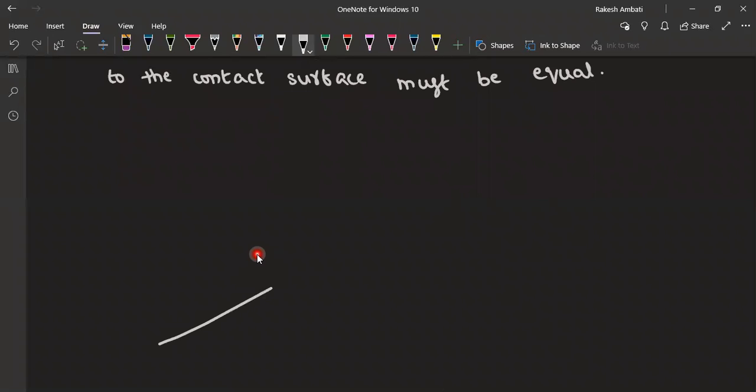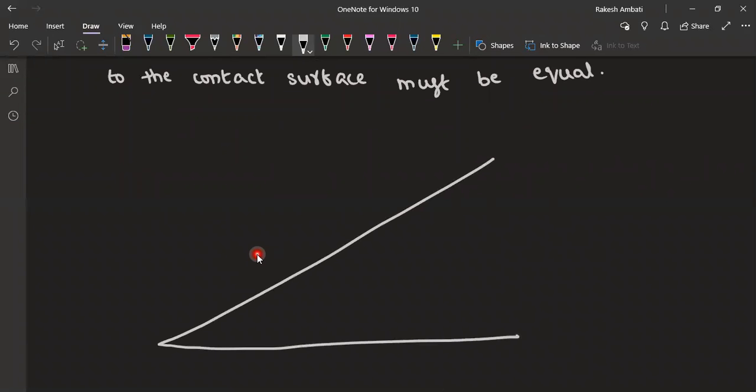So it is a wedge, for example. And in the question, this wedge is moving with velocity v. Just give me 1 minute to draw the figure. So these are the supports.